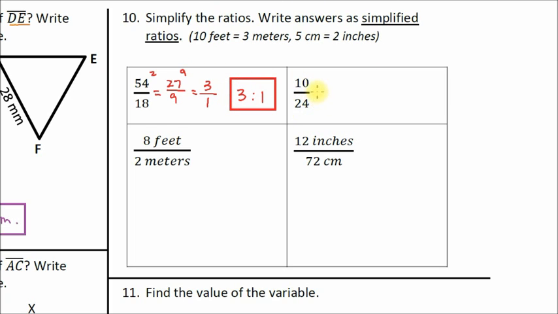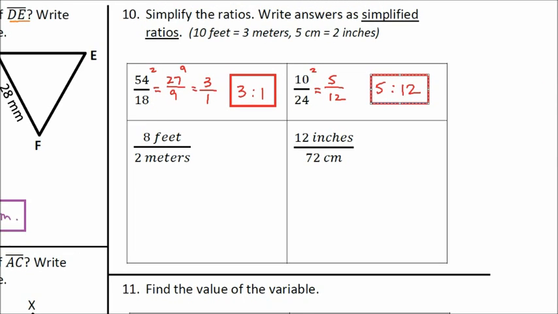10 over 24, no units of measure. I can just simplify. It looks like they're both even. 10 divided by 2 is 5. 24 divided by 2 is 12. 5 is prime. That means I can't go any further. And if I'm going to write this as a simplified ratio, it is 5 to 12.